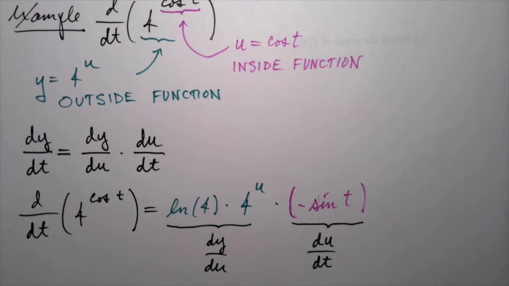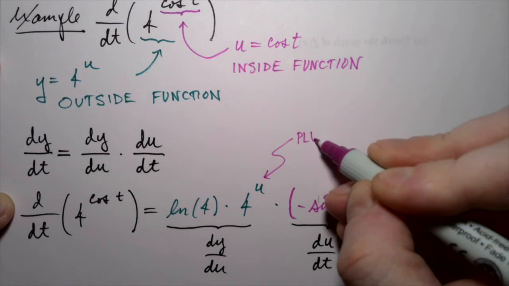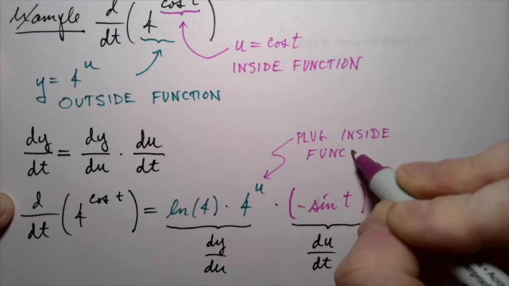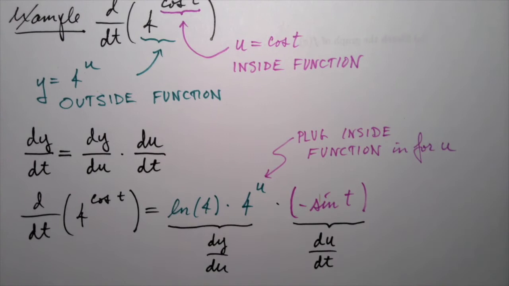And now we're all good to go, except we can't leave the answer in terms of u. That was just some dummy variable we made up, right? So before we finish, we have to plug the inside function, not its derivative, but the inside function, in for u. Okay, what happens when we do that? I'm going to keep everything else the same so that you can see.